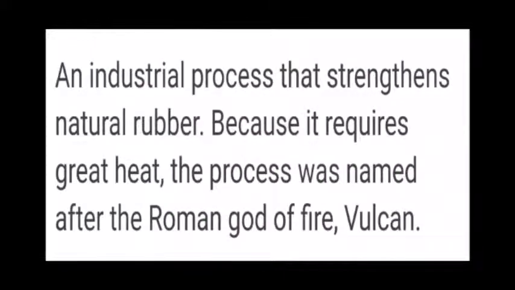Vulcanization is an industrial process that strengthens natural rubber because it requires great heat. The process was named after the Roman god of fire, Vulcan. That means vulcanization is a process where, as you saw in the picture how the rubber milk was drawn, now it has to be solidified and given shape. So that process is known as vulcanization, which requires great heat.